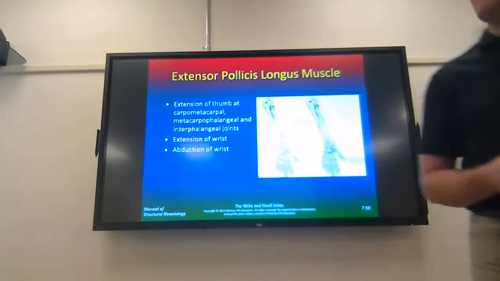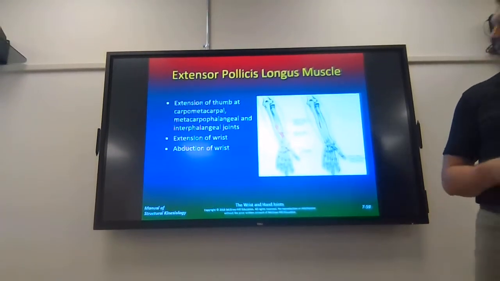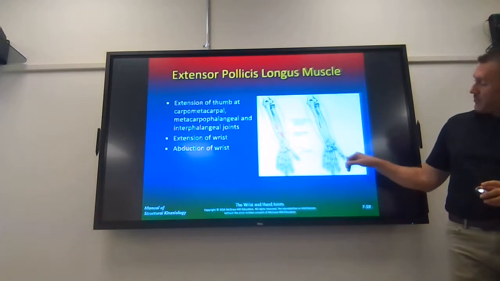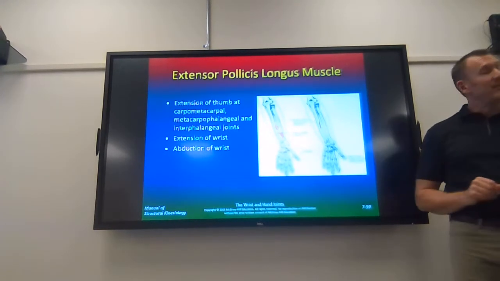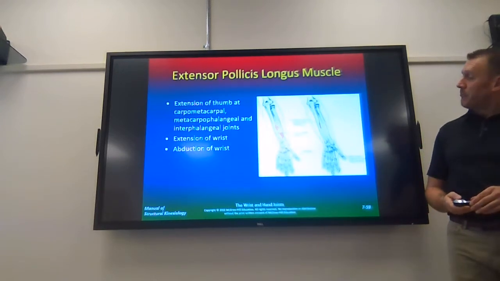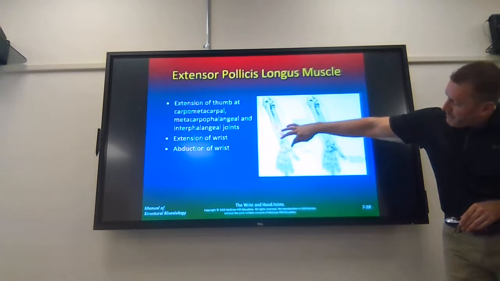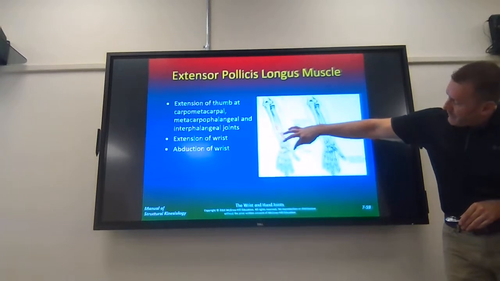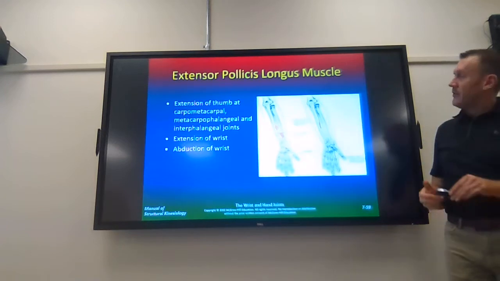That's a good question. Okay, so extensor pollicis, right? Extensor of the thumb. You're going down here to the base of the distal phalange of the thumb. So all the way past, here's the sellar joint right here, trapezium with the base of the first metacarpal, the metacarpal phalangeal joint of the thumb, and the interphalangeal joint of the thumb there.